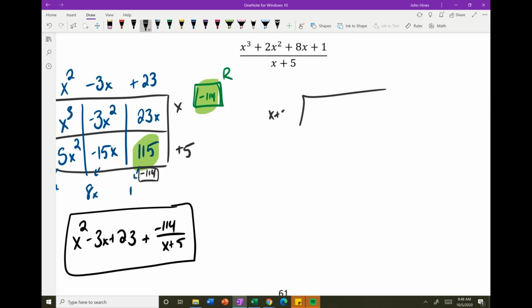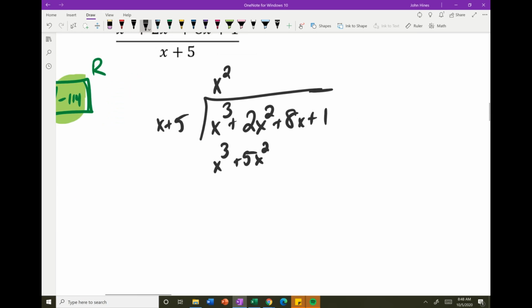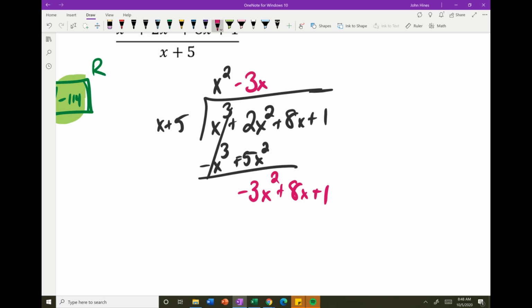Let's do some long division for my couple long dividers out there. I'm here for you too. So we get x squared times x is x to the third, x squared times 5 is 5x squared. We change our signs to subtract. -3x squared plus 8x plus 1, and we start again. -3x squared, -15x. Change our signs to subtract. We end up getting 23x plus 1.